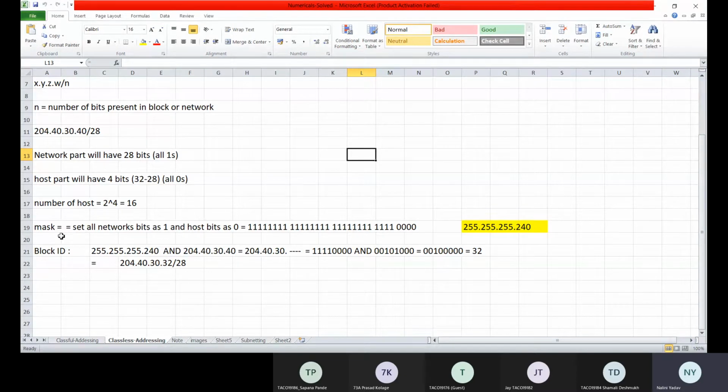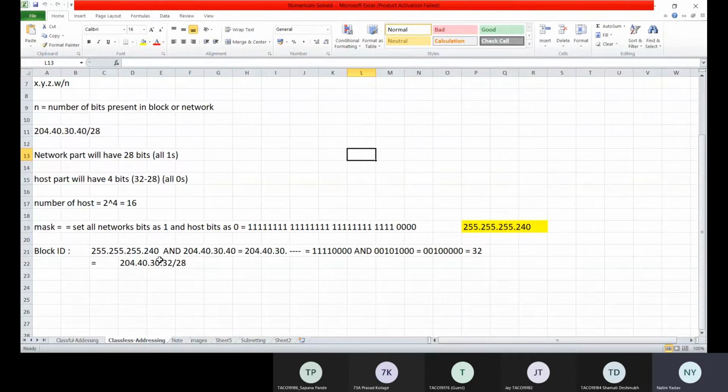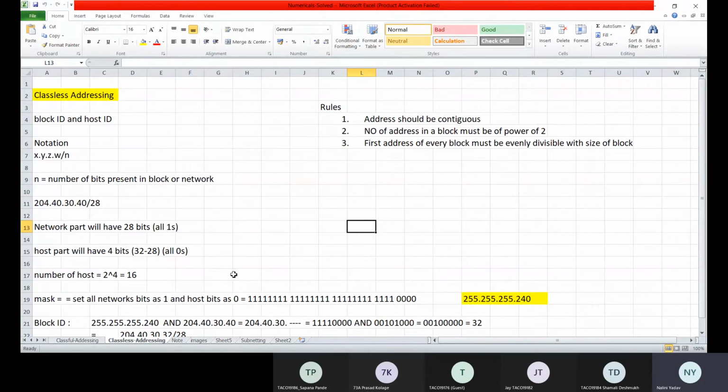And then we will calculate the mask for this particular subnet by setting all the network bits as 1 and host bits as 0. So we set these 28 bits as 1s and the remaining bits as 0. So that will come to 255.255.255.240, right? And my block ID will be my IP address ANDed with my mask, which gives me my block ID, right? So this is how classless, the CIDR addressing, is done.